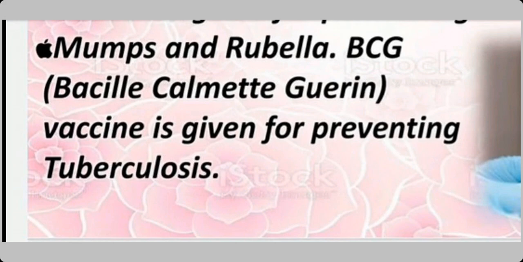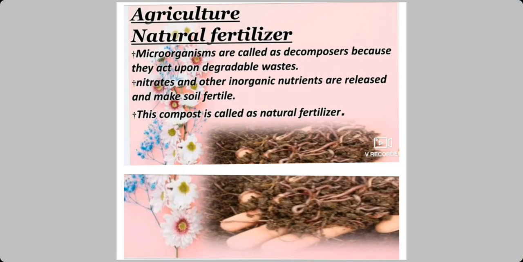Okay, so that's all about vaccines. Next, we are going to see about the topic agriculture, the uses of microorganisms in agriculture. So, in this, first we are going to see about natural fertilizer. Natural fertilizer means what immediately comes to your mind: an earthworm. So that is what we are seeing in this picture.